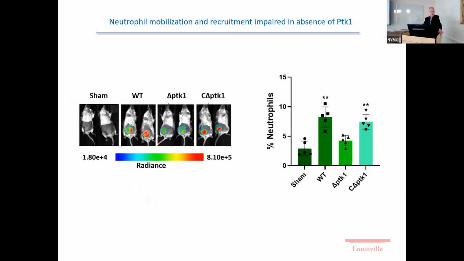We see pretty good neutrophil mobilization around the abscess area. PTK1 mutant, not so much. We complement the PTK1 mutant genetically, and we start to see restoration of neutrophil mobilization. And then just looking at percent of neutrophils in the blood from these animals, from the tail vein, we can see more neutrophils in the wild type and complemented PTK1 mutant condition.